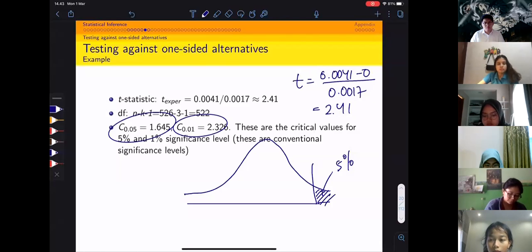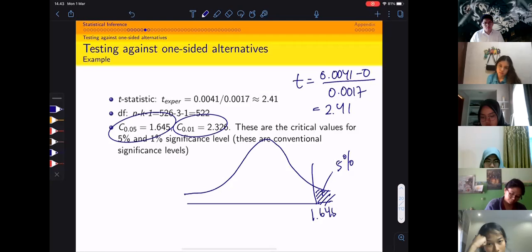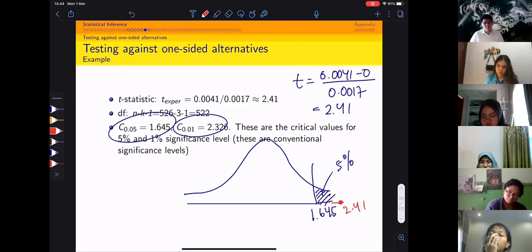So this is the 5% significance level that we assume, and the critical value is 1.645. Your estimated coefficient is somewhere right here, which is 2.41. So in this particular case, your t statistic is larger than the critical value, and so you can reject the null hypothesis at the 5% significance level.